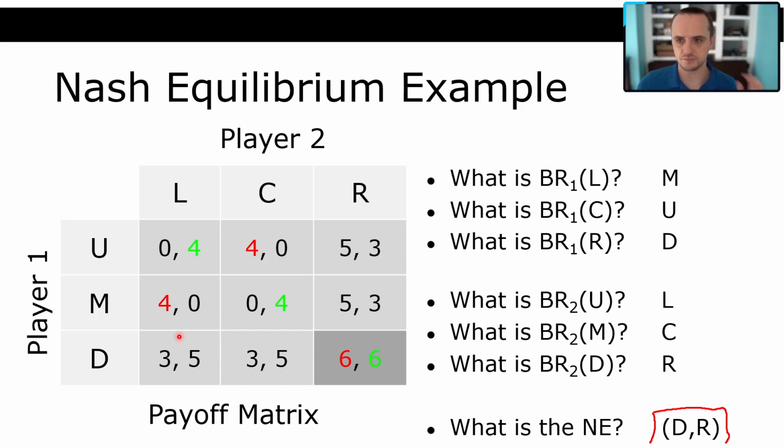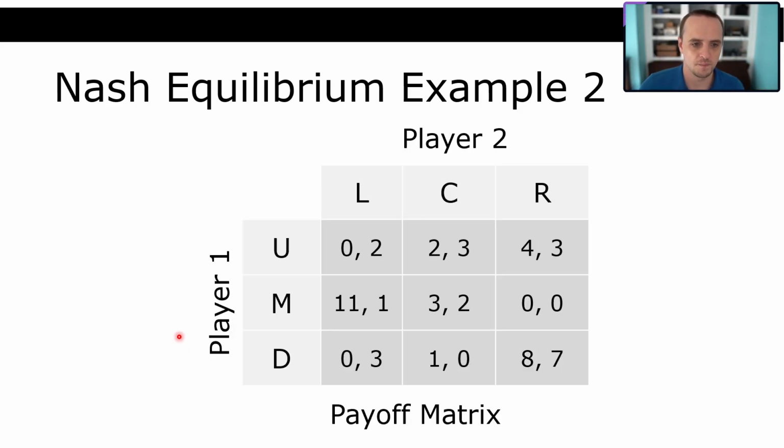Okay. Let's do another example. We'll step through this one a little bit quicker. What is the best response for player 1 to L? It's M. What is the best response of player 1 to C? It's also M. What is the best response of player 1 to R? It's D.